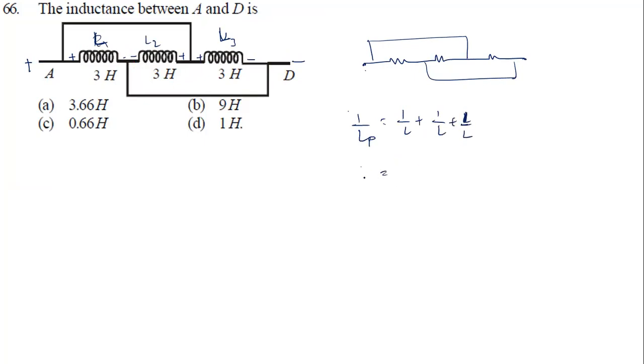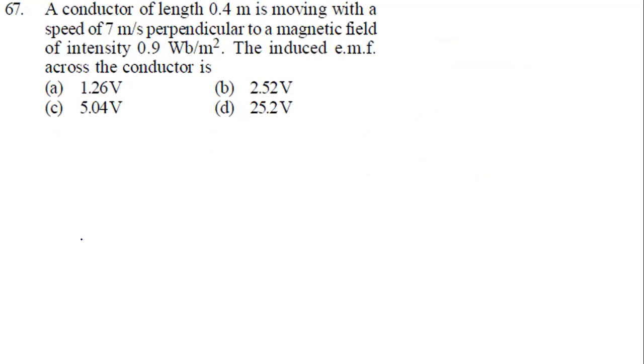So it will become LP equal to L by 3. Each is given as 3 Henry in the question. So it is 3 Henry by 3, which will become 1 Henry. So option D is the right answer. See, inductors and resistors follow the same pattern. Remember how you connect resistors; the same formula you can apply for inductors also. Okay. Yes. Next.